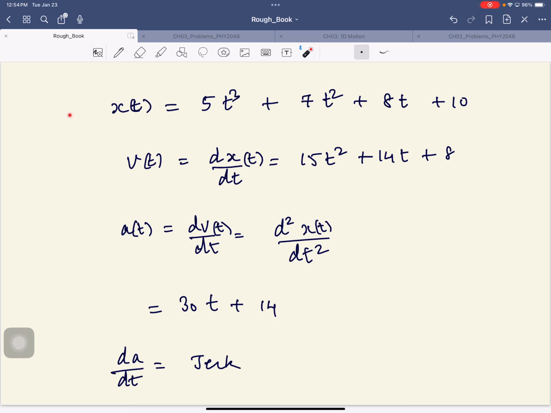So this chapter is about how we want to describe motion. When we say we want to describe motion, what we are really looking for is your position as a function of time. Once you have this function, you can calculate everything. Your velocity at any given time is dx by dt, and your acceleration at any given time is dv by dt.